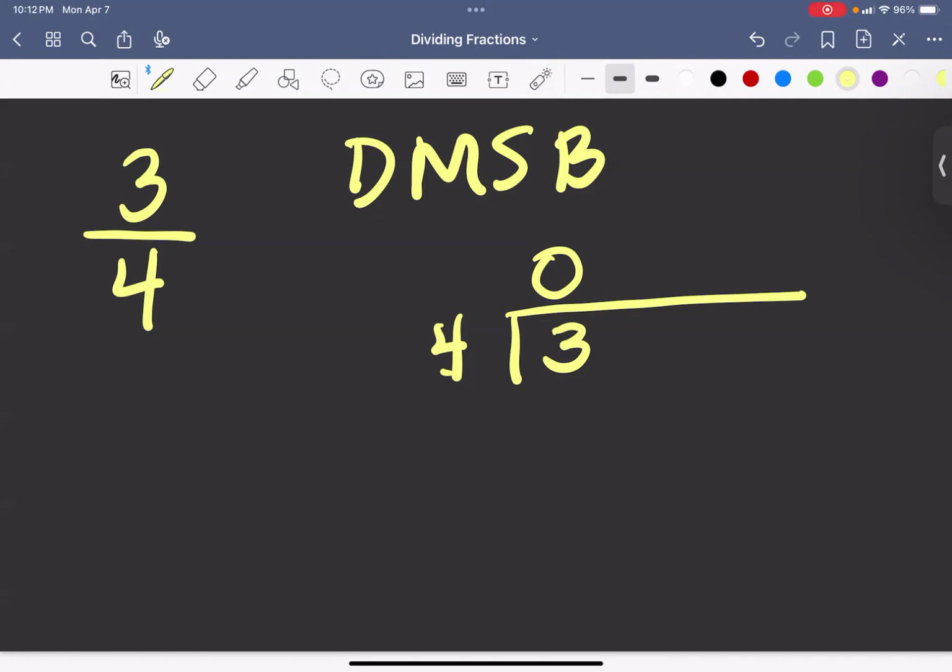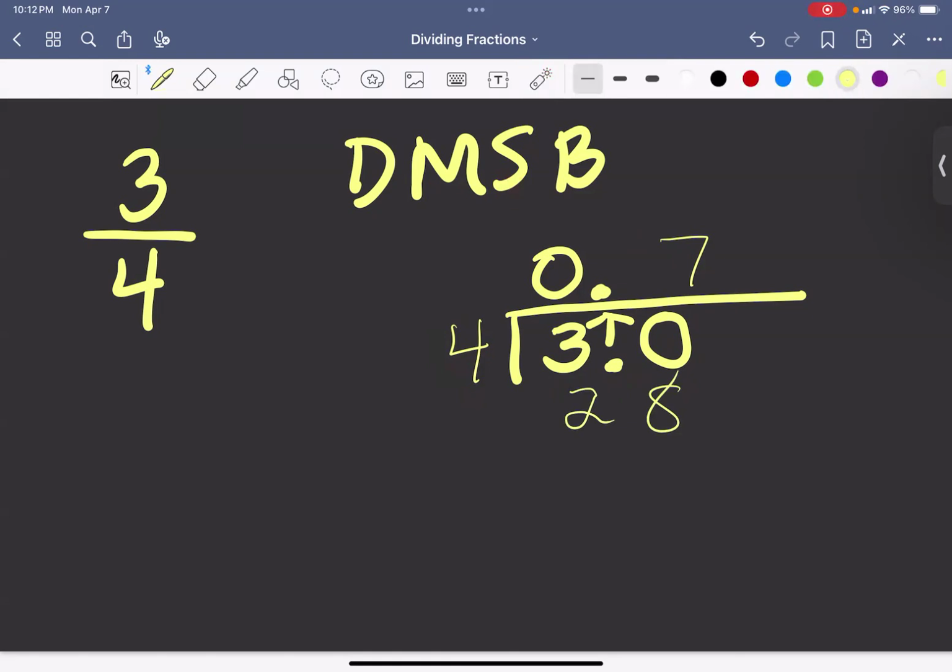No, we're not done. What we have to do now is add a decimal, bring that decimal upstairs, and then add a 0. And now the new number is 30. Let me just erase that and make that a better 4. There we go. So now the new number is 30. Now I can divide. 4 into 30 is 7 because 7 times 4 is 28. I'm going to multiply. 7 times 4 is 28.